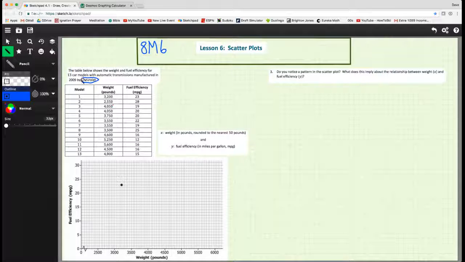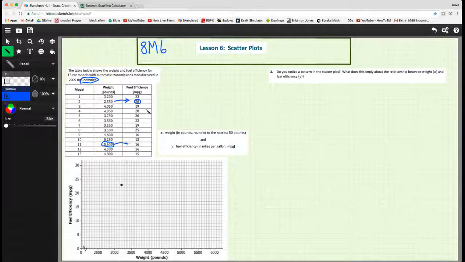These are car models that Chevy made in 2009, and we look at the weight in pounds of each car. Some are bigger cars. This would be a bigger car, a 5,600 pound car, and a smaller car would be this 2,550 pound car. Then we connect the fuel efficiency of that car to the weight. This smaller 2,550 pound car gets 28 miles to the gallon. This 5,600 pound car gets only 16 miles to the gallon. The higher the fuel efficiency, the farther you can go on a gallon of gas.